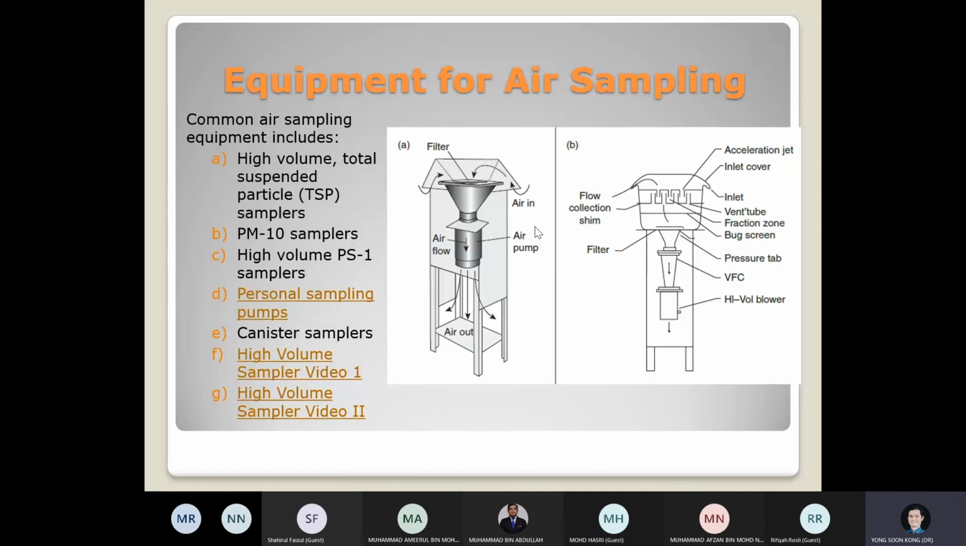Finally, how much time do I have? 10:30. Oh yeah, good. I have half an hour to show you this video. So these are the images or the schematic diagram of the high volume sampler right here, and also the PM10 samplers. Essentially they are almost the same. The assembly also tells you they're almost the same, except that their filter is slightly different and they have flow control. Both of them will have flow control. The setup is more or less the same.